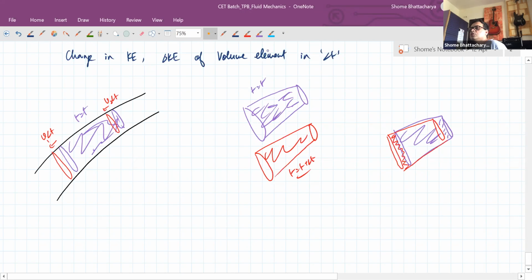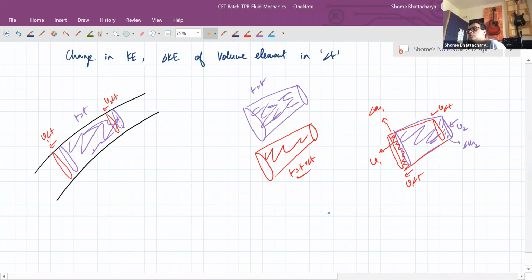So this section which has got added here, let's say its mass is delta m1 and its speed is v1. Whereas this section which has got removed, let's say its mass is delta m2, but its speed is v2. Okay. Now you'll see that this delta m1 is actually equal to delta m2 because of continuity equation.